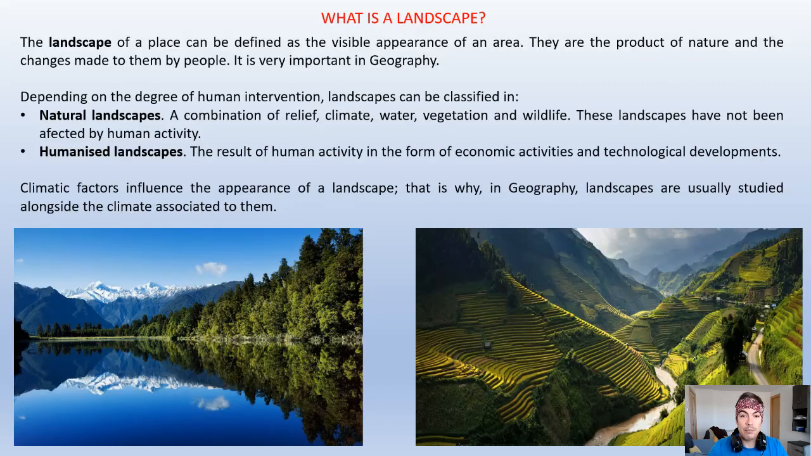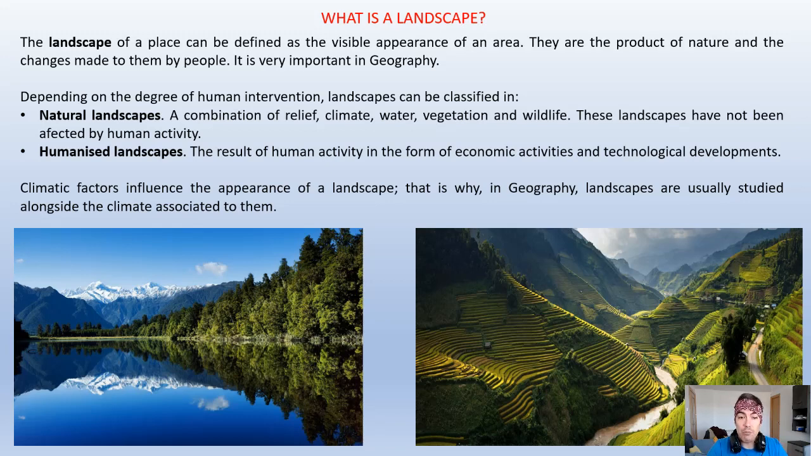So let's begin with what is a landscape. So a landscape, en castellano un paisaje, the landscape of a place can be defined as the visible appearance of an area. Okay, so it is what we see in a territory. They are the product of nature and the changes made to them by people. They are a combination of both of them. And this is very important in geography, and we will see why.